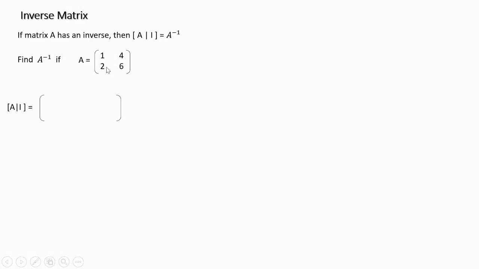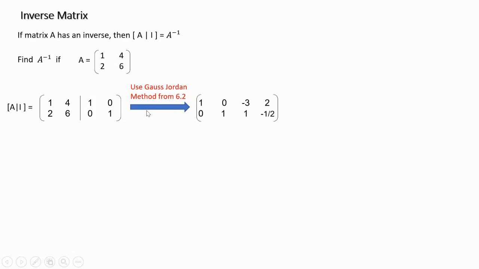Okay, first of all, let me get the inverse here. This is A next to the identity. We're going to use the Gauss-Jordan method that we did in 6.2. So after I execute it, this is my inverse. But let me show you how it's done. So this is the inverse, but how?